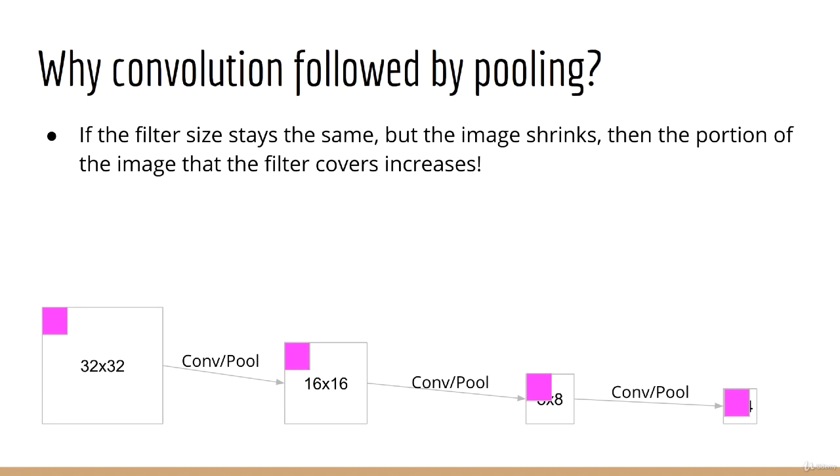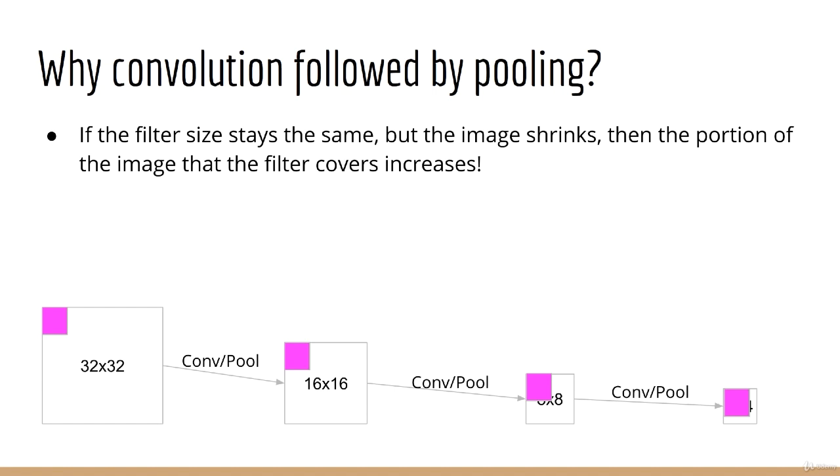As you can see, if you take a 3x3 filter and place it over a 32x32 image, it occupies only a very small portion of the image. In other words, it's looking for very tiny patterns to match, like for example, simple edges and strokes.